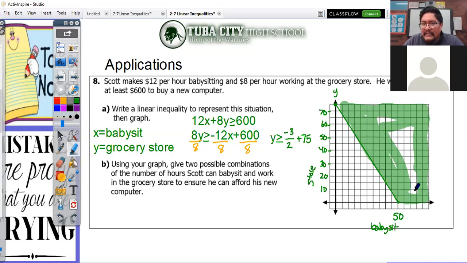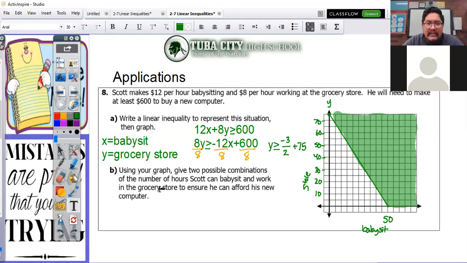And do my best to shade that in. And it says here, using your graph, give 2 possible combinations of the number of hours Scott can babysit and work at the grocery stores to ensure that he can afford the new computer. All right, so as long as we're in this green area or shaded area, which I just shade as green, he should be able to buy that computer.